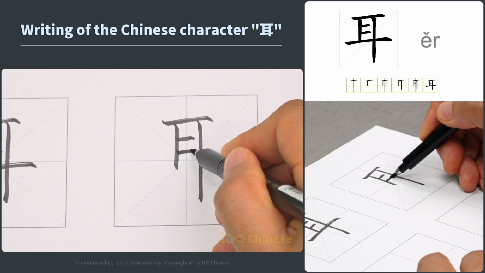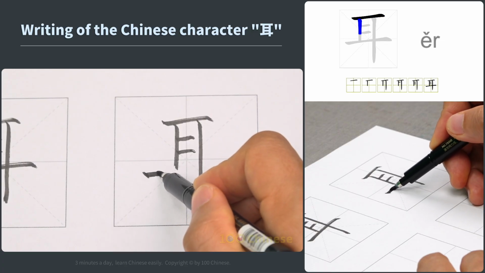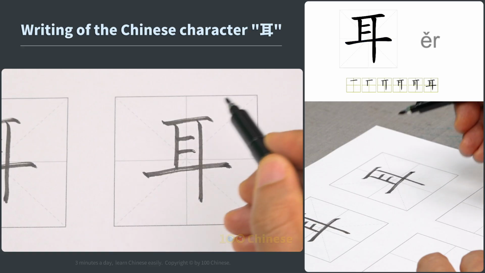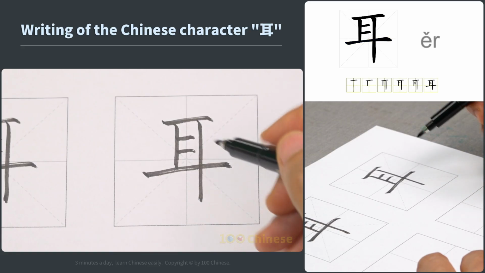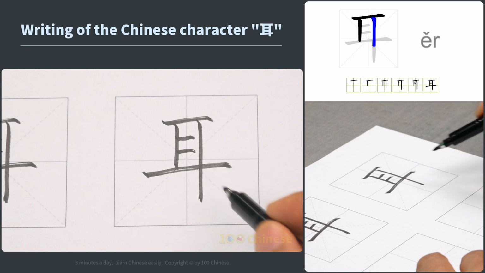This character is not difficult to write, but its structural proportions are not easy to master. When writing this character, these two strokes should be written longer to look good.